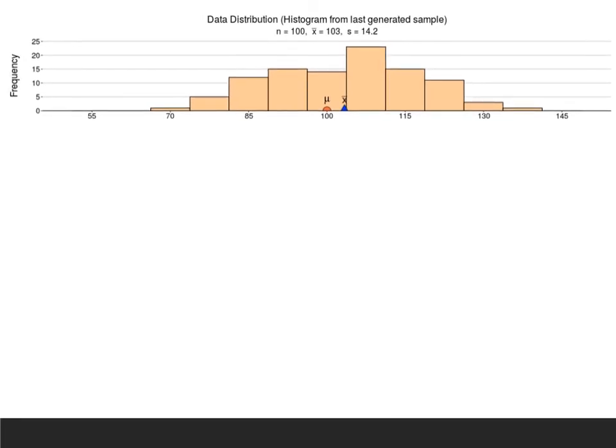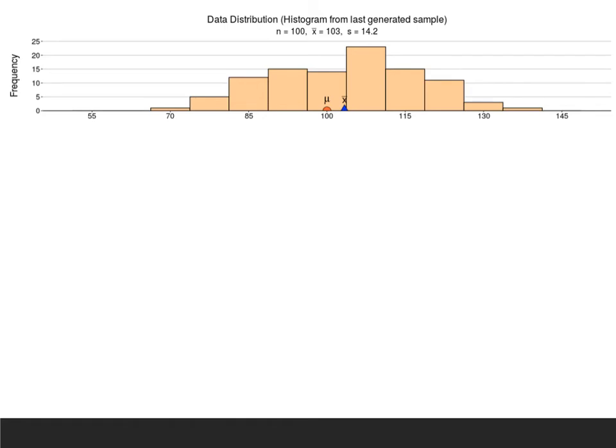This sample here has a mean of 103 and a standard deviation of 14.2. So a little less spread out and a much higher mean, relatively speaking. You may think that 3 points isn't that high, but remember, this is a sample of 100 individuals. And so for our sample mean to go up 3 points, that means that there's a lot going on with these higher values, and our lower values aren't as low.